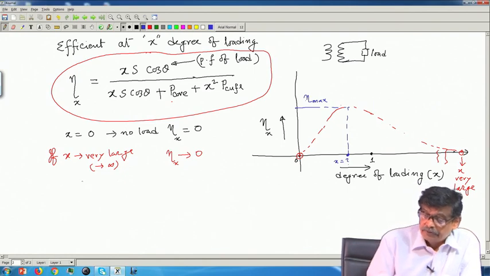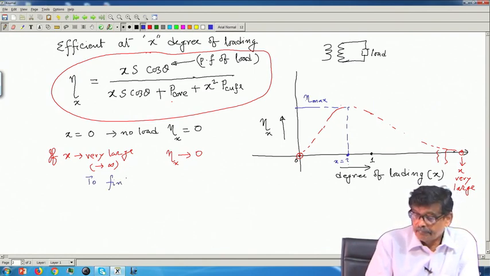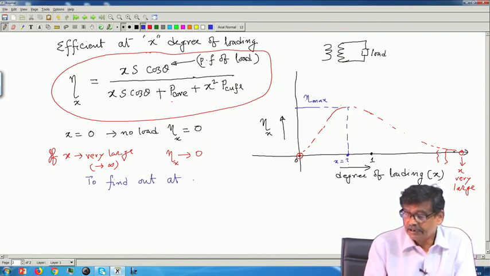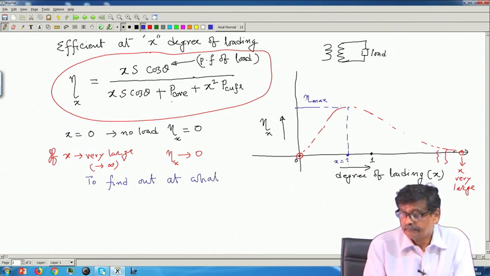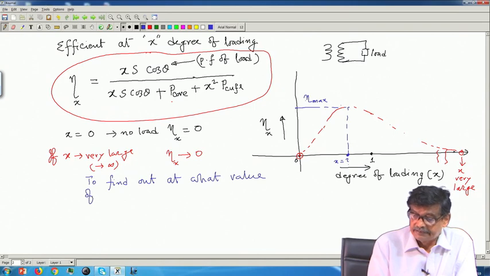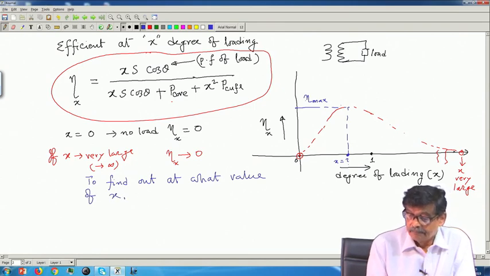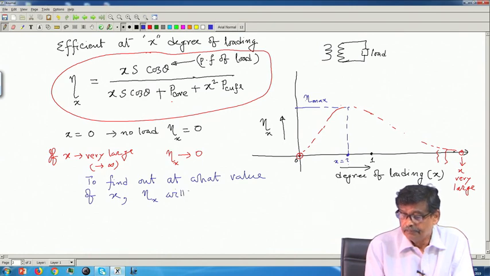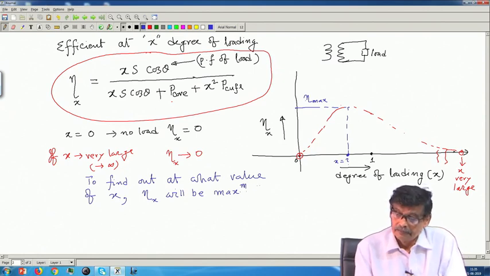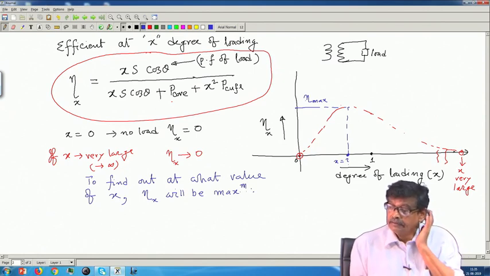So, to find out at what x, what value of x, eta x will be maximum. That is what I want to find out. Clear?